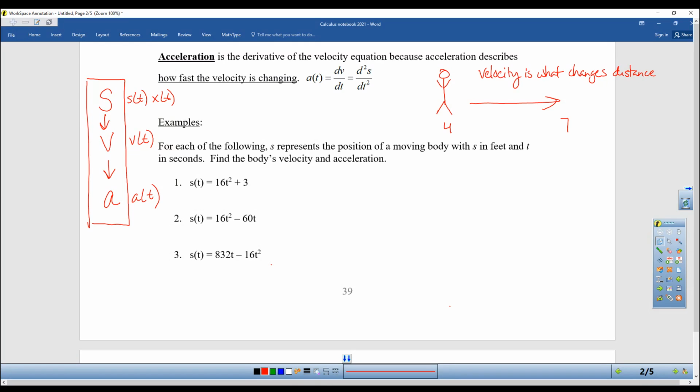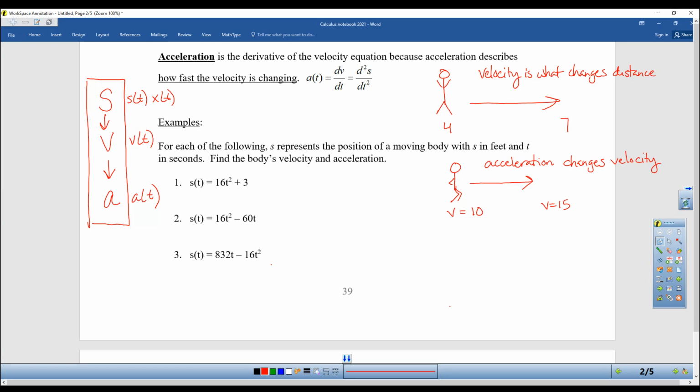But what if I wanted to change my velocity? What if I'm already kind of going pretty fast here? I don't know. Does that look good? That probably looks bad. So I've already got a velocity of, say, 10, and I wanted to have a velocity of, say, 15. How do I change my velocity? I accelerate. So acceleration changes velocity. And that's why you can take the derivative of velocity and find the acceleration.